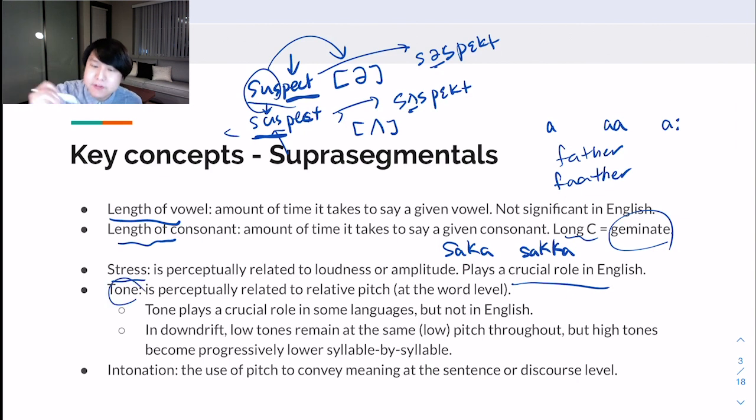Tone is perceptually related to relative pitch. So in English, there's no difference between father, father, father. It's all the same word, father. But in some languages like Mandarin or Cantonese, tone can play a crucial role in distinguishing different meanings of that word.